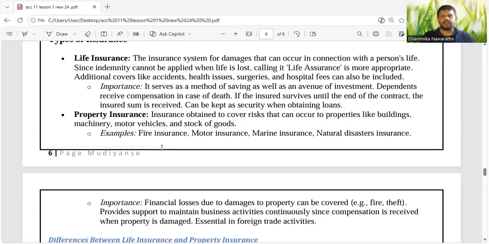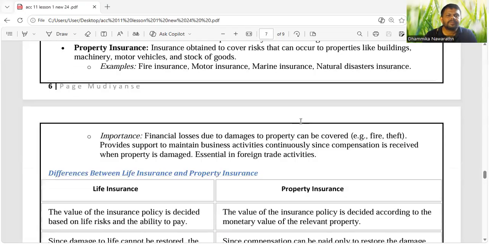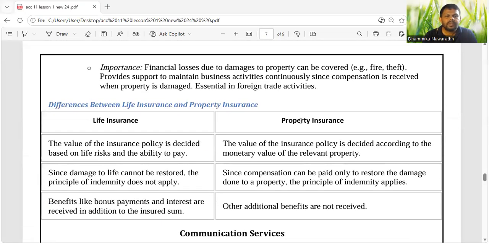Just think, when a disaster comes and collapses the building, all the business collapses because there is no place to rescue the business. And if a fire breaks out, the entire business has to be shut down. Therefore, if you are a business person and you have an insurance cover, then you can reopen the business after a while. That importance is mentioned here.